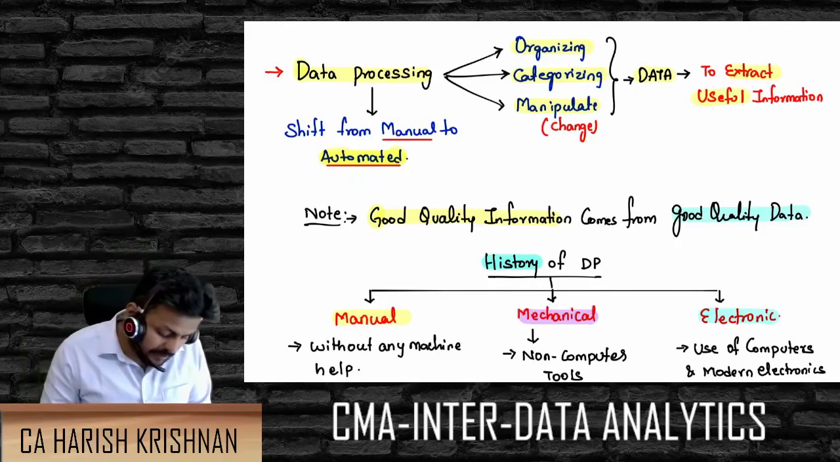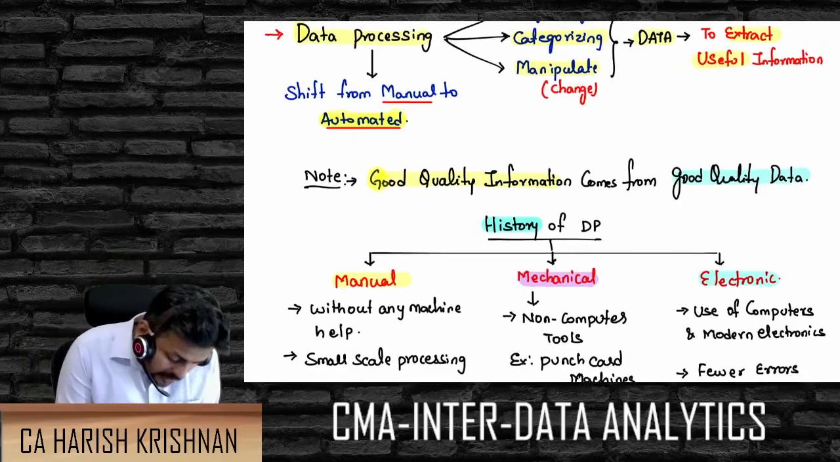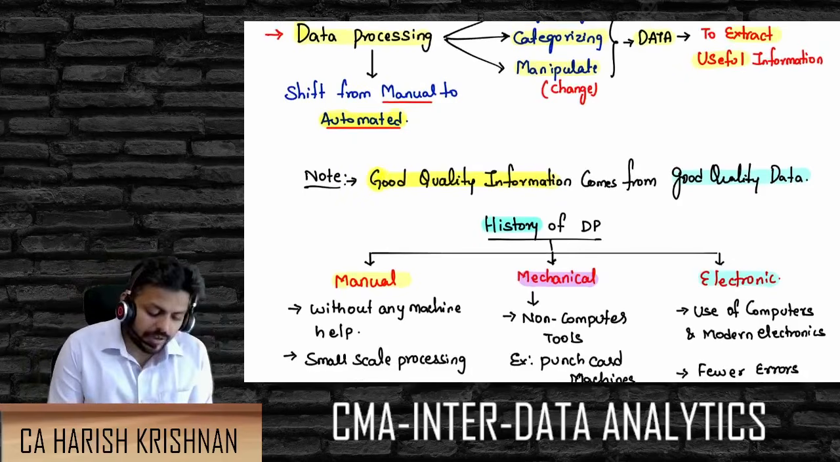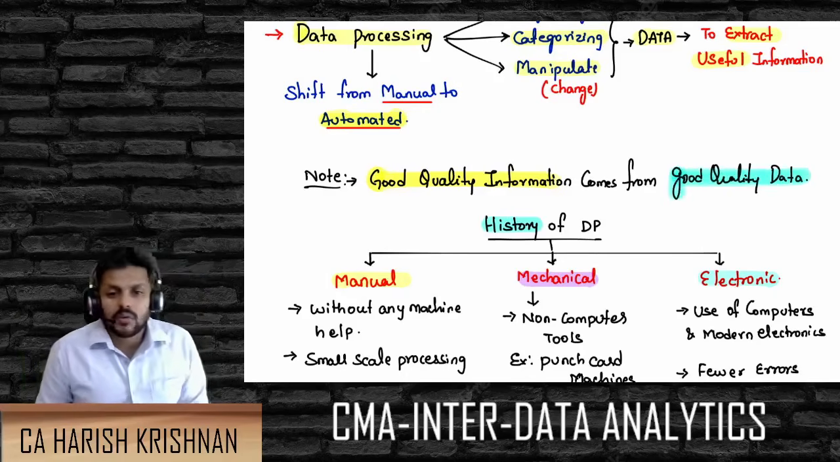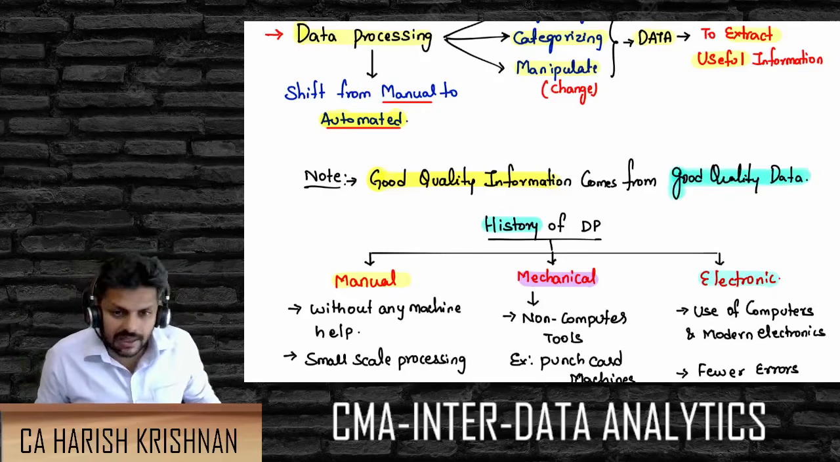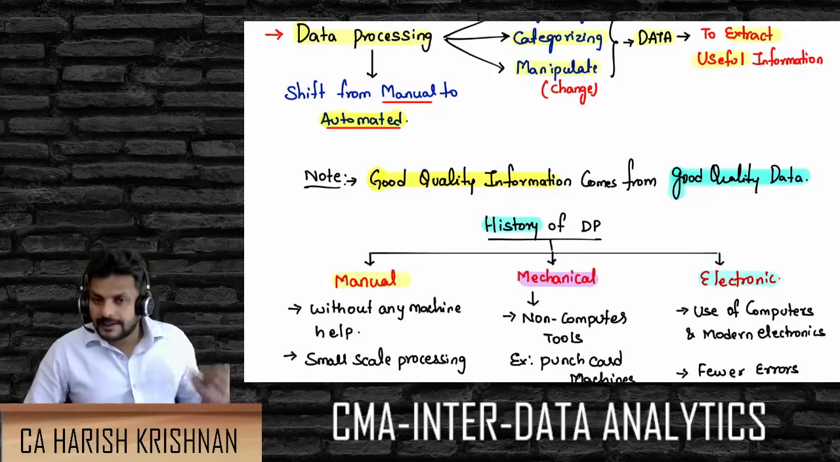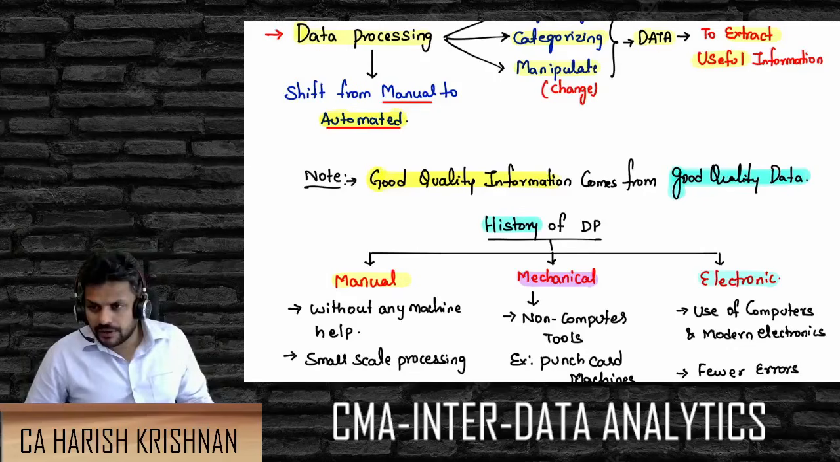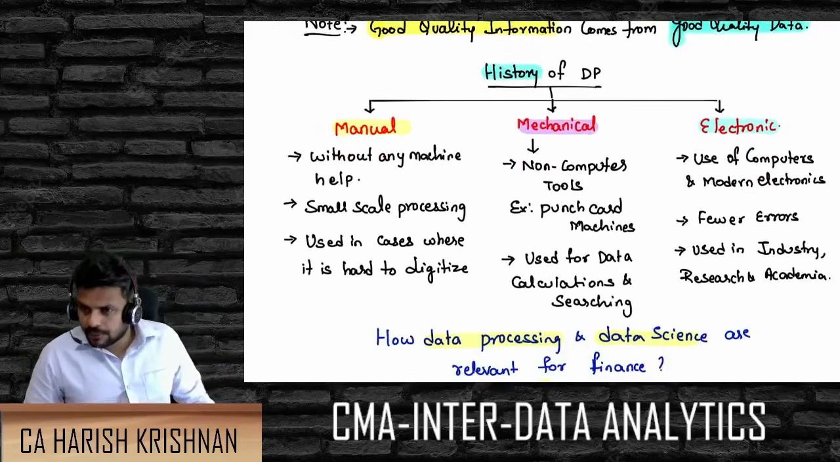And a simple but very important note before I discuss the history: only when you have good quality data will you end up getting good quality information. So the summary is, good quality information comes from good quality data. And there are three types of data processing. The age-old form of data processing is called manual data processing.